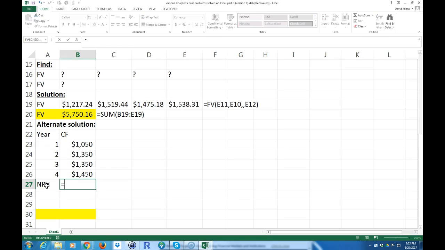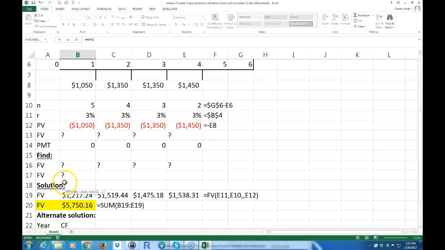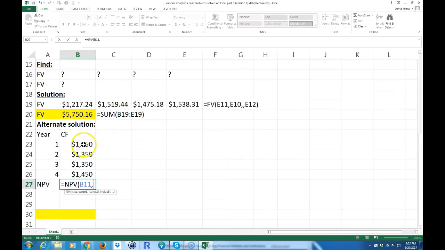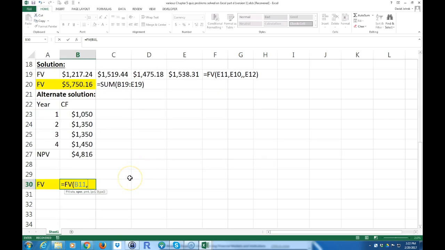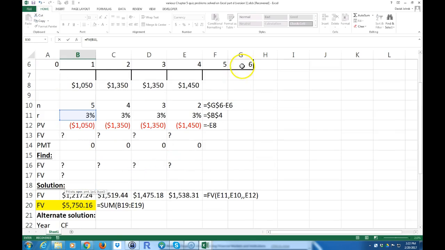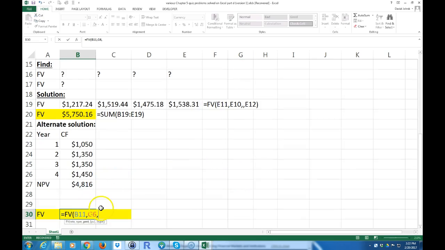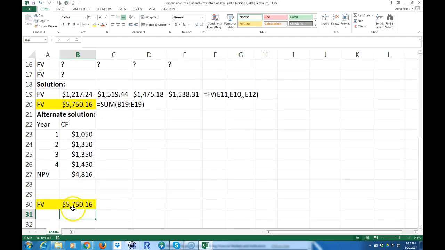And that's going to equal the net present value. It wants a rate, and I'll just pick one of these rates. And then I just have to pick my four cash flows starting in year one. NPV always has to start in year one. And it gives me this. And finally, I can do, let me use this yellow right here, the future value is equal to the future value. Again, we're going to use 3% for a rate. The number of periods, in this case, we're going 6 periods out. And then there's no payment. And the present value is a negative of this. And that gives you an alternate way to do it.